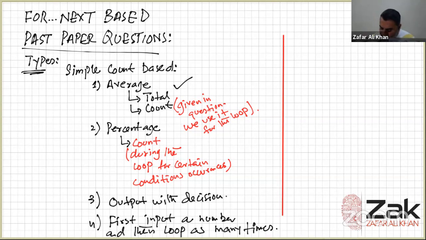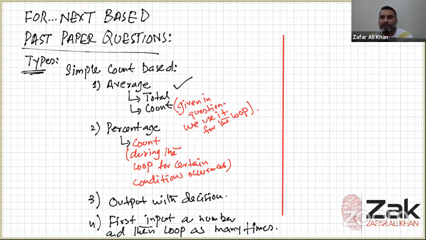In percentages, it would be given that as many times you have to input, but out of those inputs, you would have to evaluate and count in different variables at how many times certain conditions occur, and they will be saved in different variables. And then output with decision. In output with decision, you would have to output a string on a screen, a text on a screen based on the condition which is being driven out of the input.